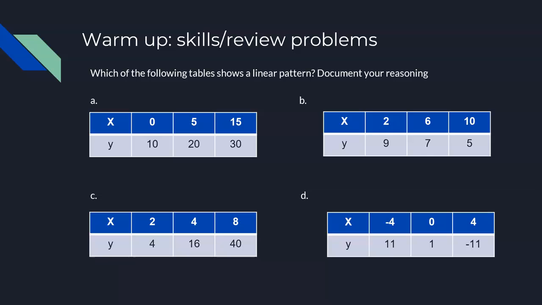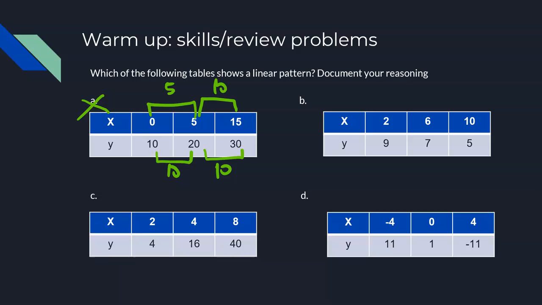So let's check that. Letter A. The first difference between these two, 20 minus 10 is 10, 5 minus 0 is 5. How about the next two? You have this 30 minus 20, you have the same, 10. But how about this? 15 minus 5 is 10. It's not the same. So meaning this is not linear.